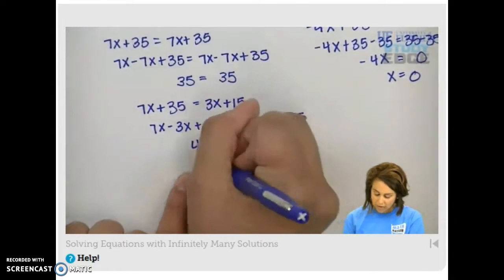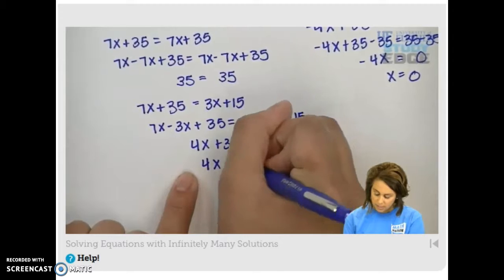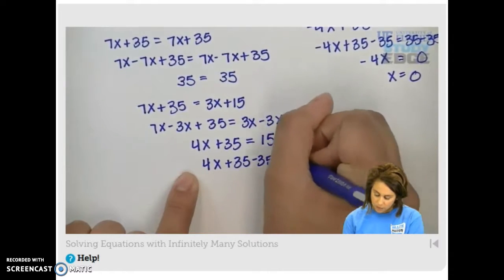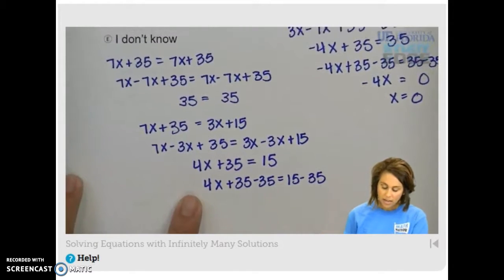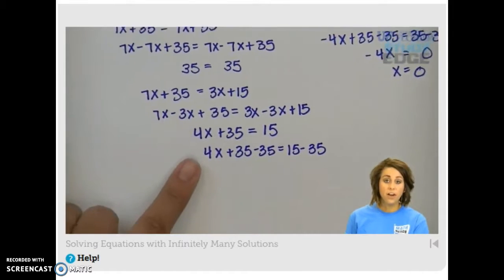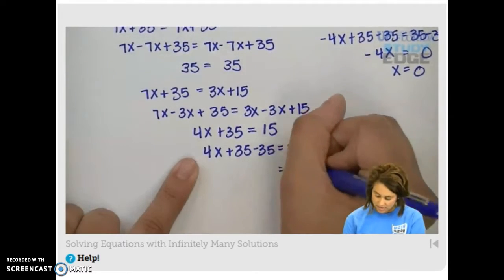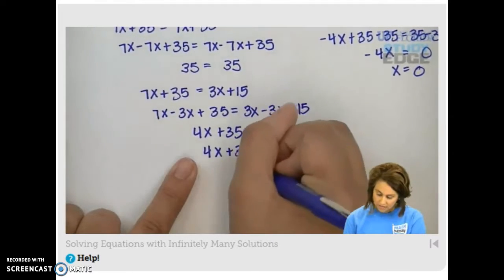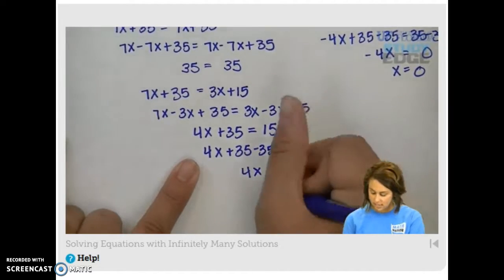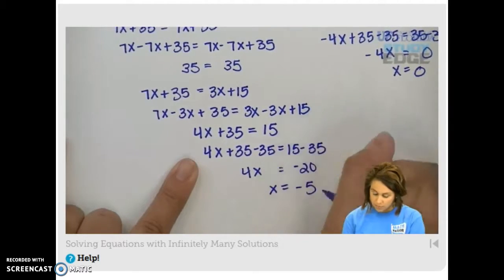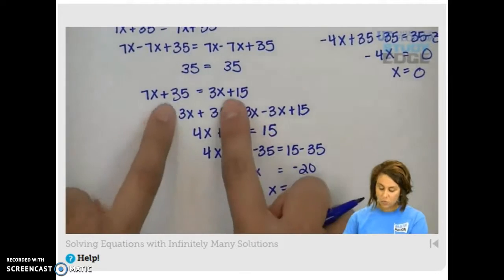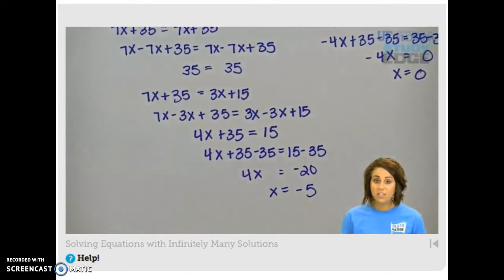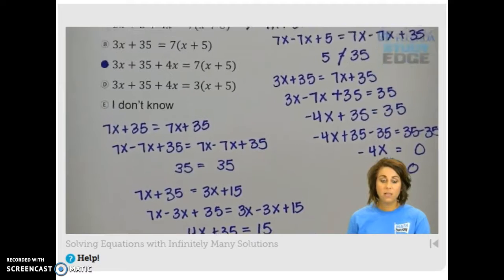Sure, when we subtract 35 from both sides, we're going to have 15 minus 35 on the right-hand side. Okay? 15 minus 35 on the right-hand side is going to give us negative 20. And on the left-hand side, we have 4x. When we divide both sides by 4, we have x equals negative 5, which is just one solution. It can only be x equals negative 5 if we want to have the same value on each side of the equation. So we know that the answer to this equation is not infinitely many solutions.